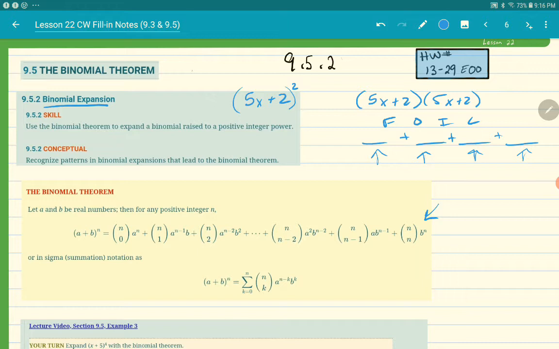It looks like, how am I going to memorize that? But you don't really have to memorize it. You can just kind of understand it, and it comes out. I'll show you how to do that in a few minutes. But you do notice that these numbers are the n choose k numbers that we did in the last section.